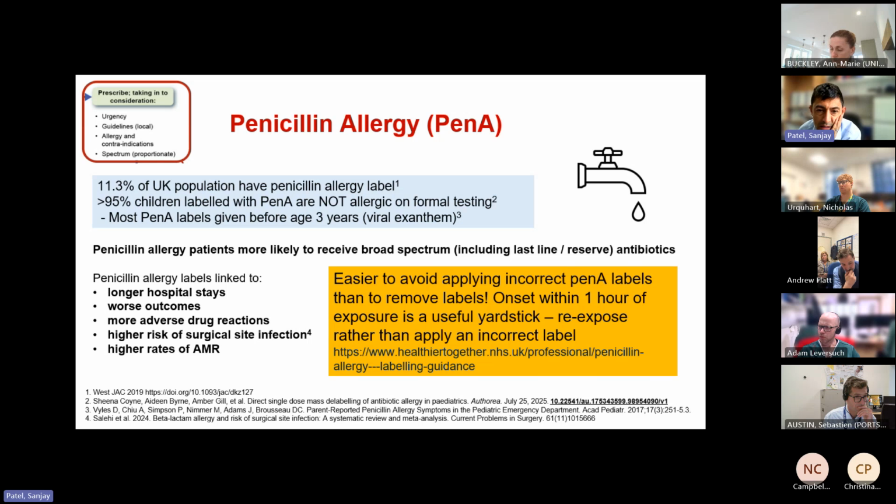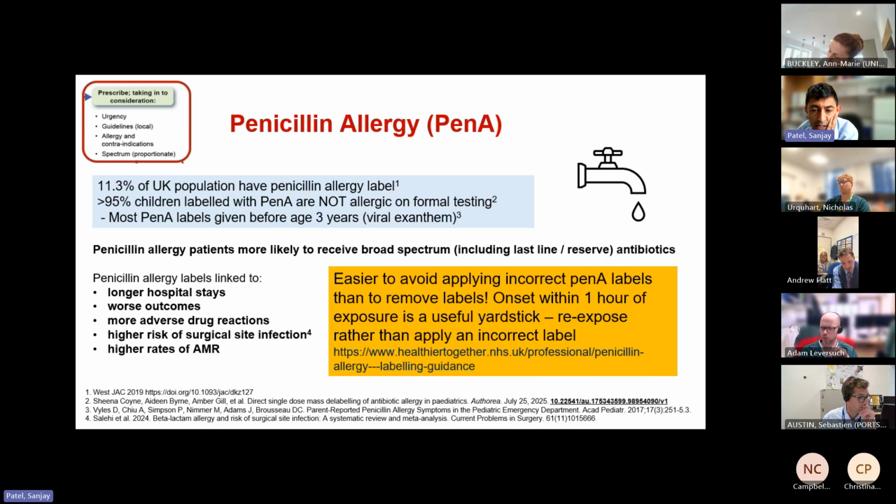We'll come to that on the next slide. And for me, that 1 hour, the onset of symptoms within an hour of exposure is a really useful yardstick. Now, if the onset of symptoms was 6 hours later, 24 hours later, 3 days later, that's really pushing you towards, that is not an allergy. And this is what we need to teach our primary care colleagues.